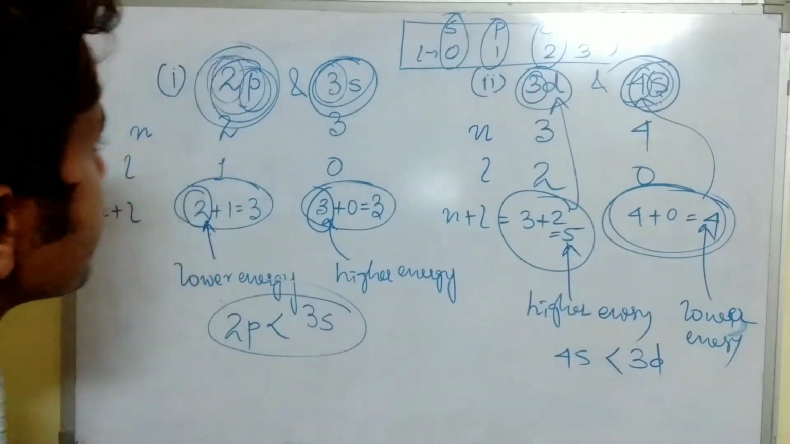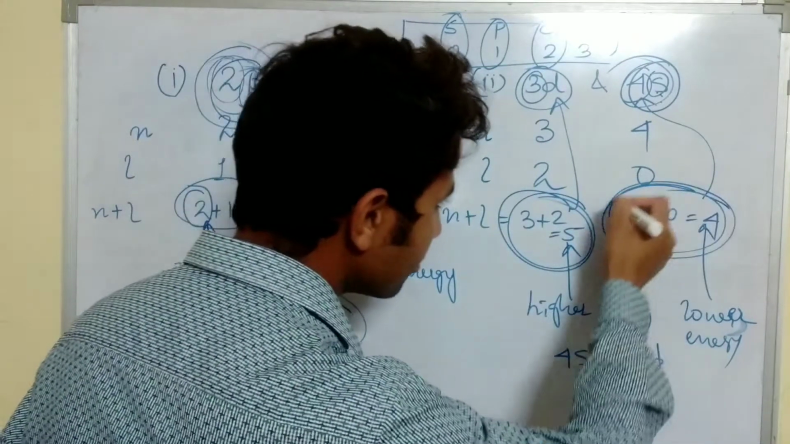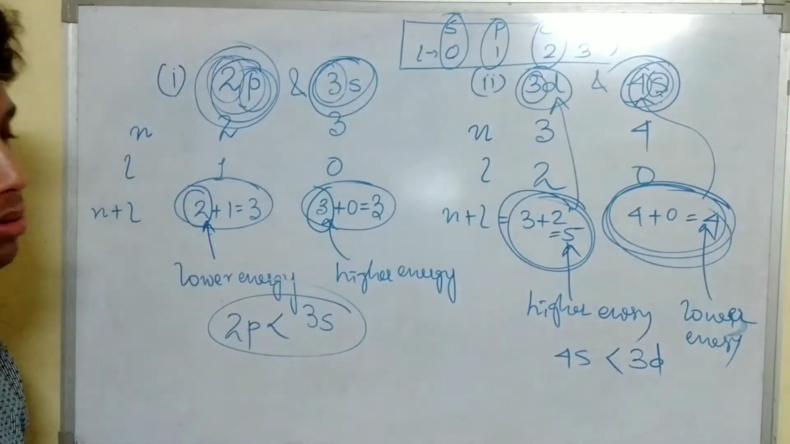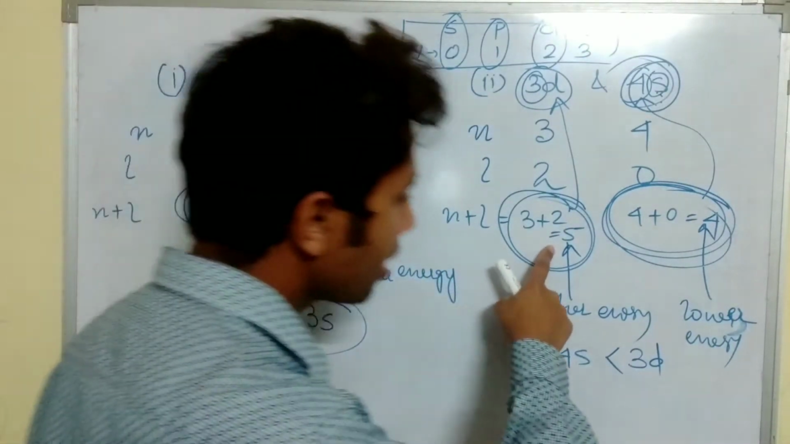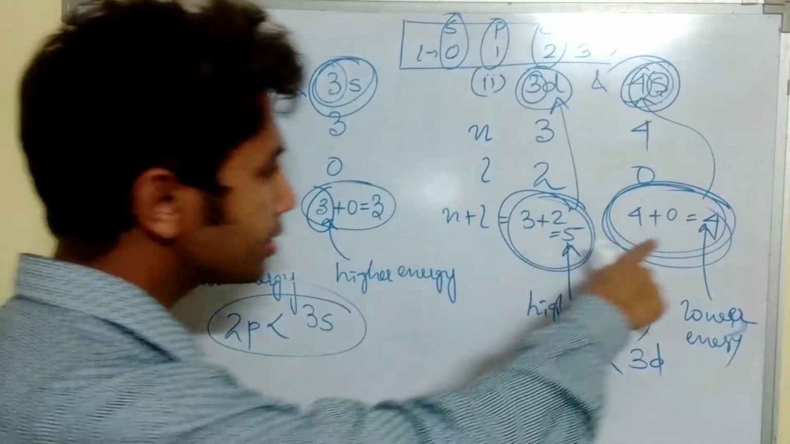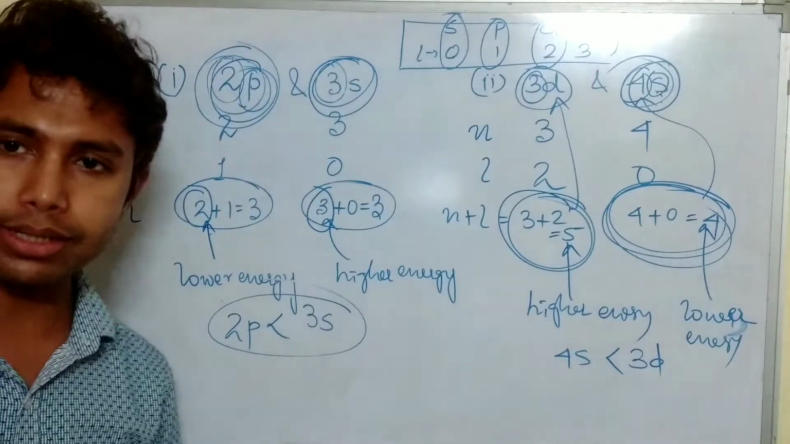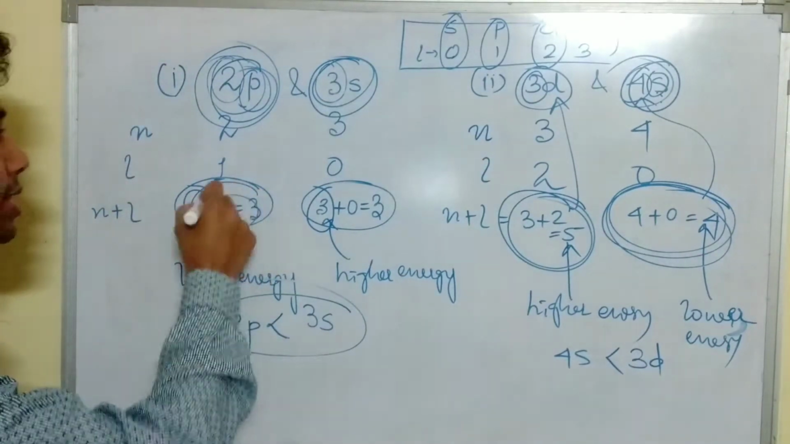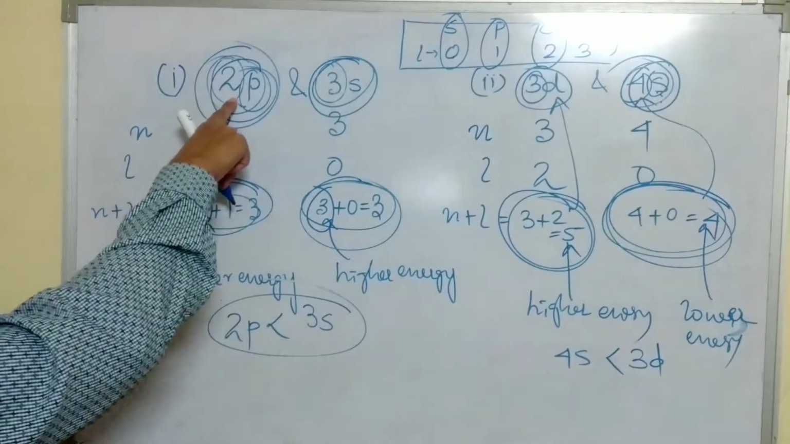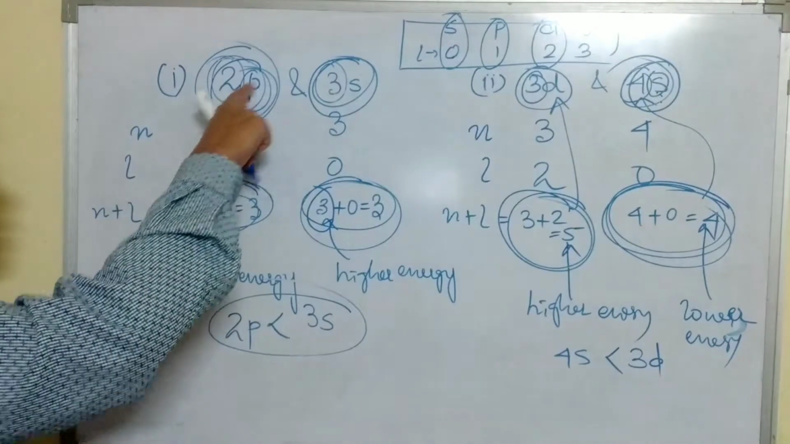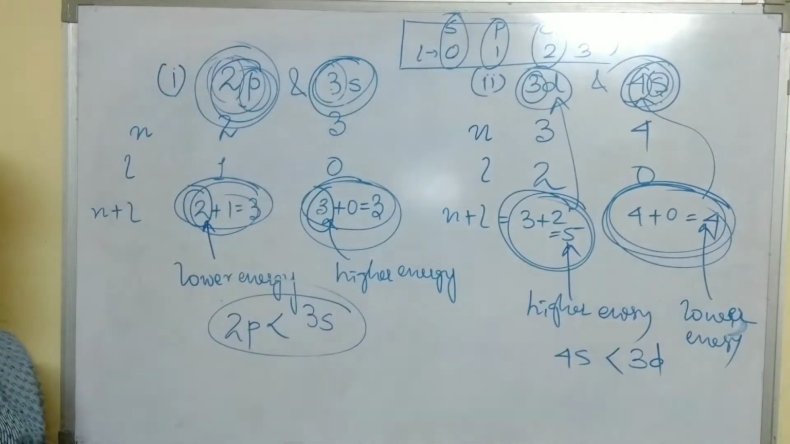So we have seen that for two orbitals, the one which has higher n plus L value will have higher energy and lower n plus L value will have lower energy. And in those cases where the n plus L values are the same, the orbital which has lower n value will have lower energy in comparison to the other orbital which has higher n value.